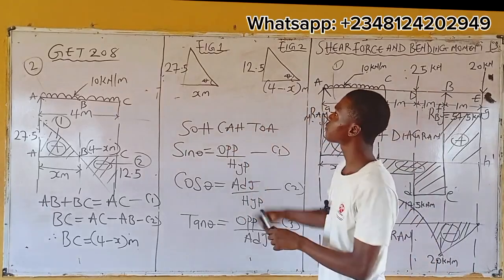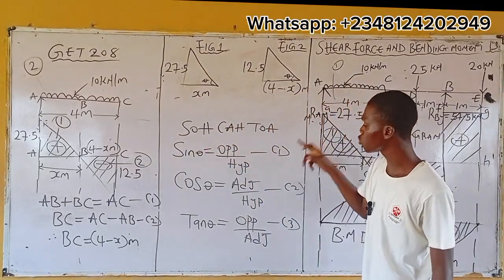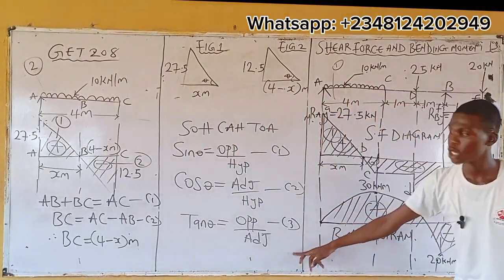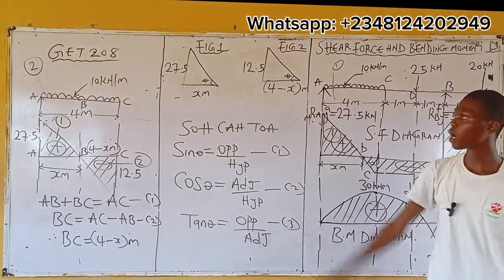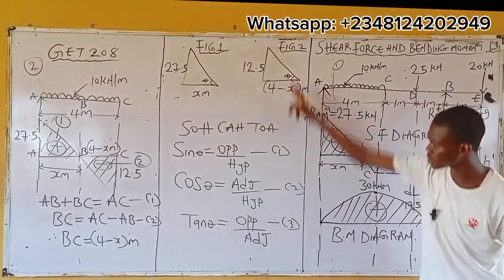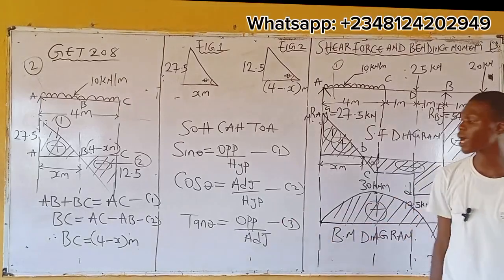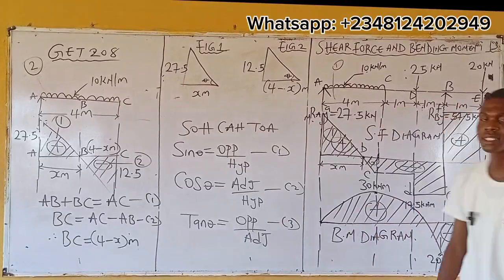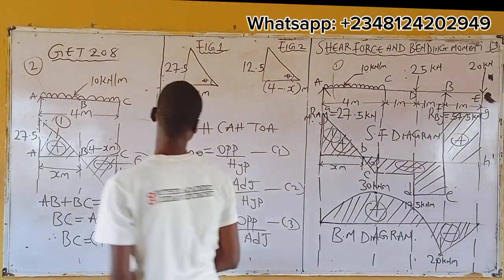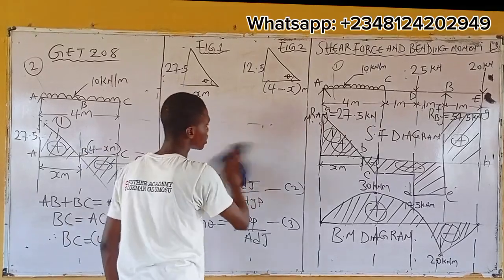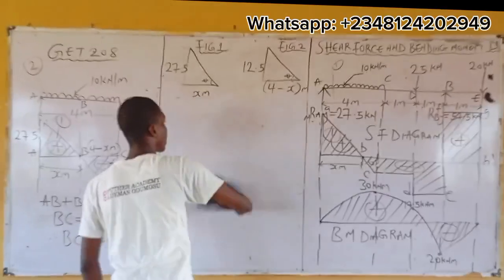I'm using SOHCAHTOA, meaning equation 1, equation 2, and equation 3. You use any of these equations depending on the sides you are having. So looking at your figure 1 and figure 2, out of these equations, which one am I using? 3, right? And by equation 3, what does it say? That tan theta is equal to opposite over adjacent. Meaning, as far as this question is concerned, I'm making use of equation 3, which is tan theta.